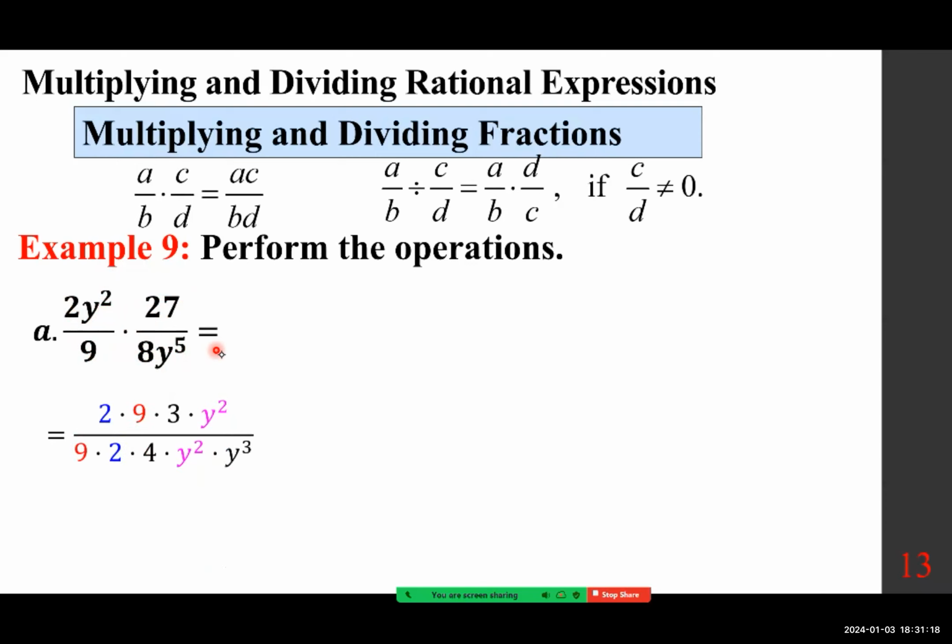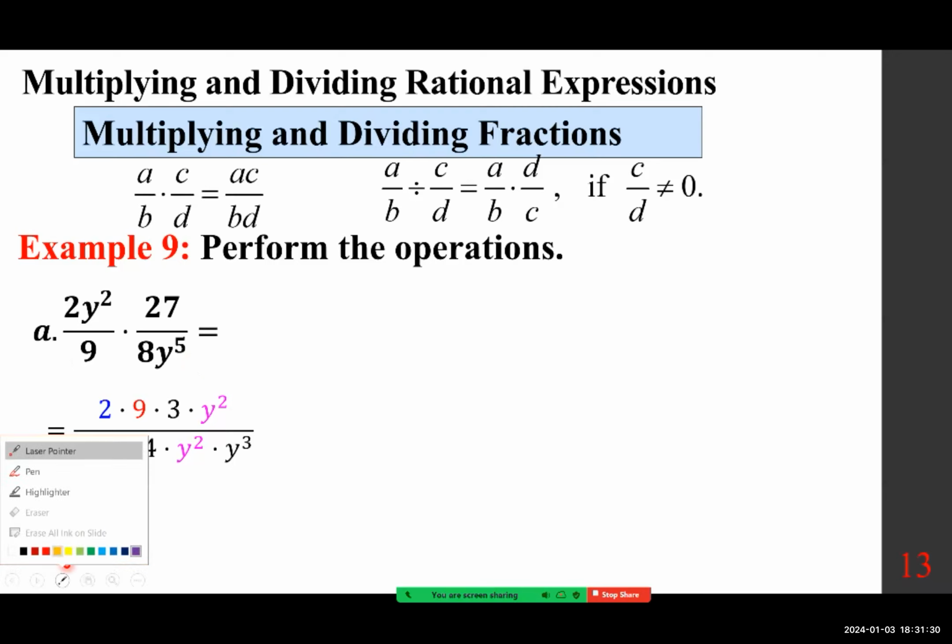Again, do you have to write it in this fashion? No, you can just start simplifying right here. Drop the 9 and 27, and 8 and 2, y squared and y to the power. So as you can see, these two cancel each other. These two cancel each other. These two cancel each other, and we are left with 3 over 4y cubed.